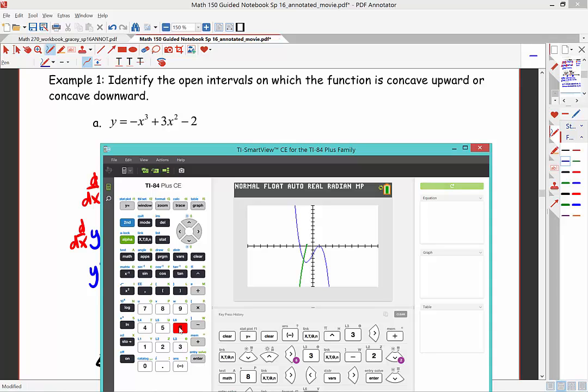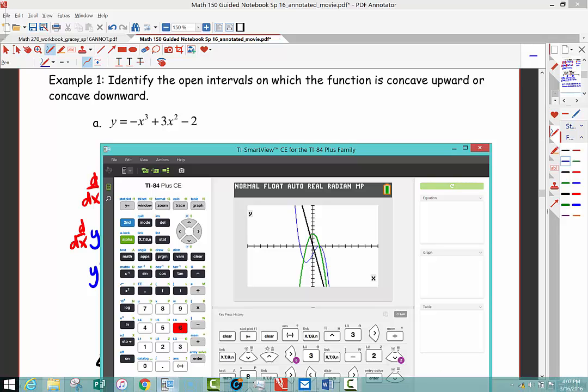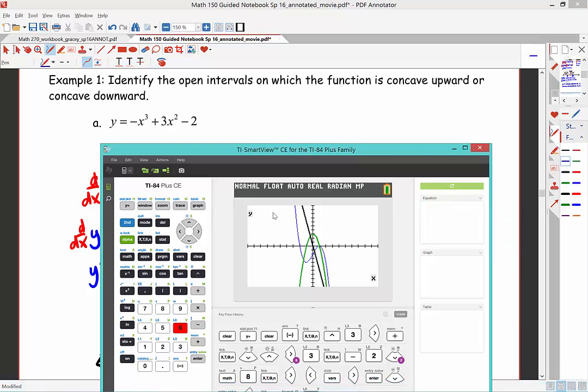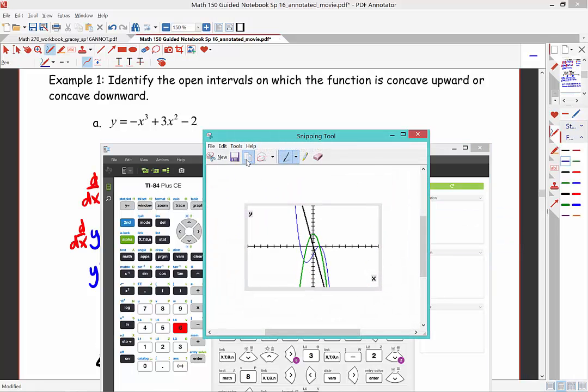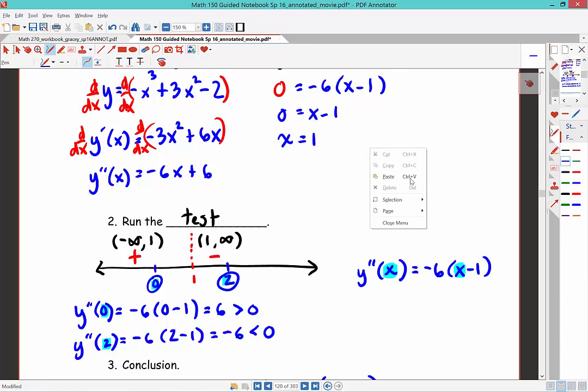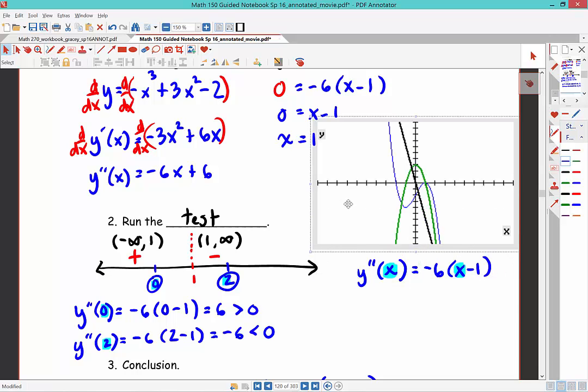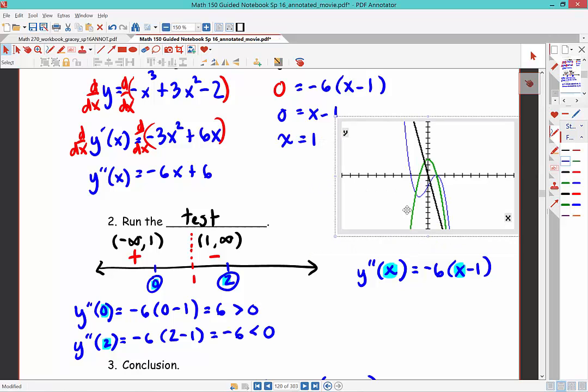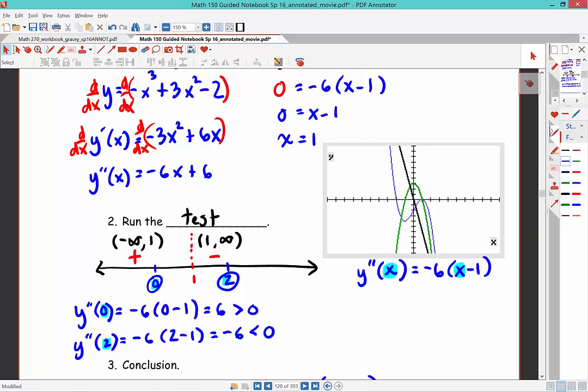That's the original function. It's our derivative function. This one will take a little longer. It's got to think more. And that is our second derivative function. So let's take a snap of that. Okay, so we'll do it right here. All right, so let's check this guy out. The blue is y, the green is y prime, and the black one is y double prime, right?